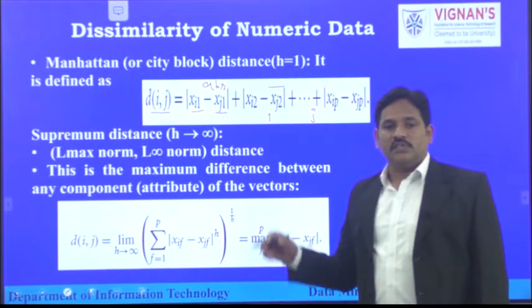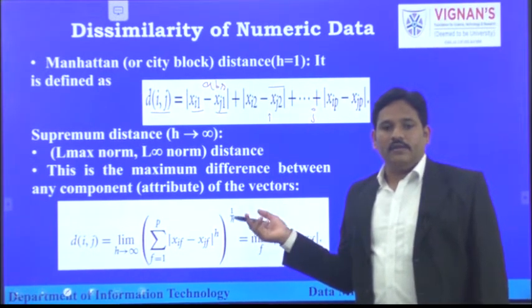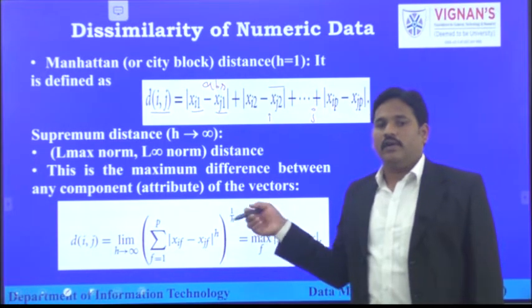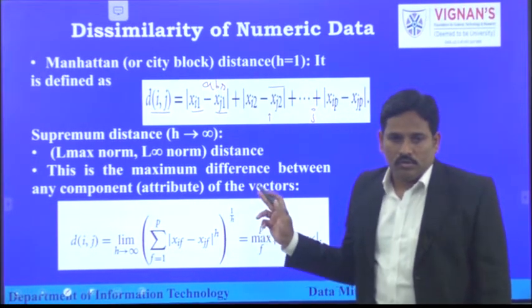In Euclidean distance, we took the same procedure. We applied the square of each and every difference between two data set values, and finally we applied the square root.